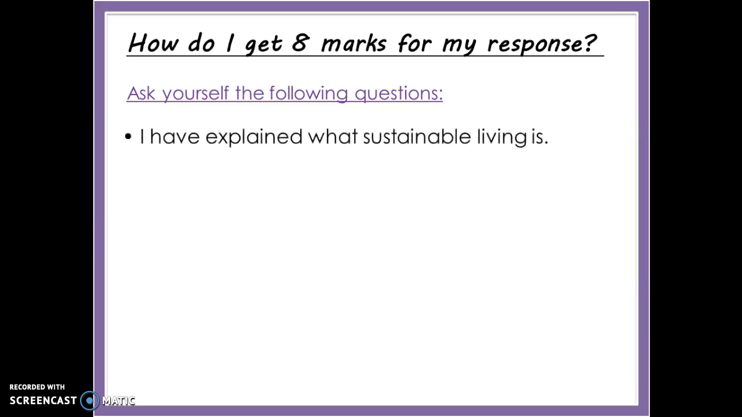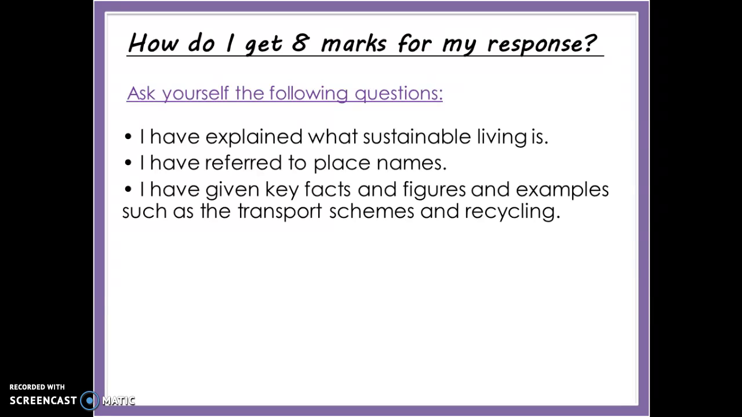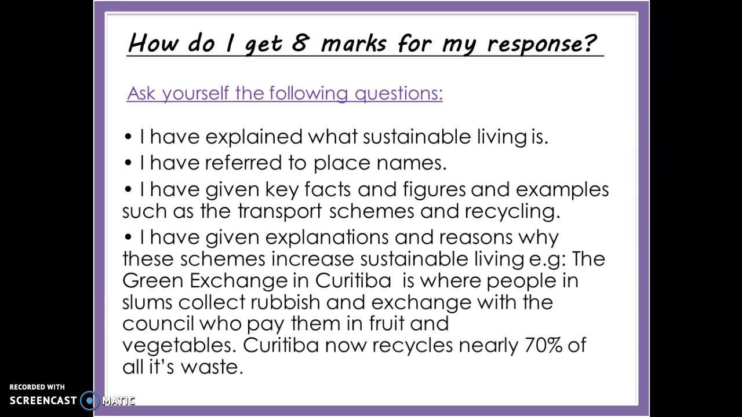Have you explained what sustainable living actually is? So a definition somewhere in your answer. Have you referred to place names in your answer? Have you used key facts and figures and examples, such as talking about transport schemes and recycling schemes? Have you given explanations and reasons why these schemes increase sustainable living? Remember, for the level 3, it wants you to explicitly link them.